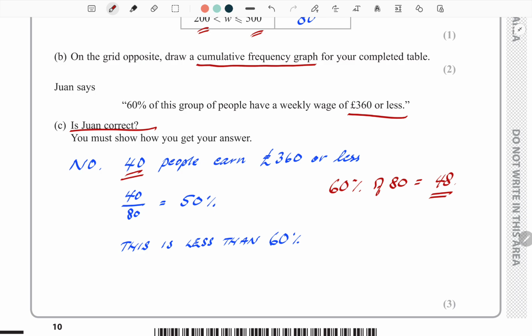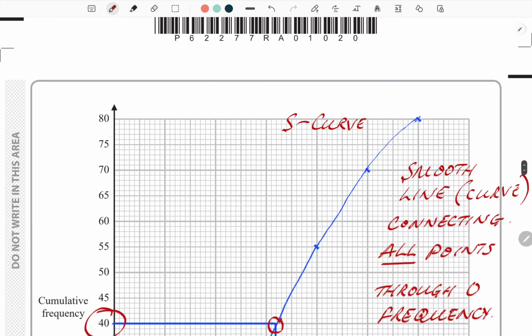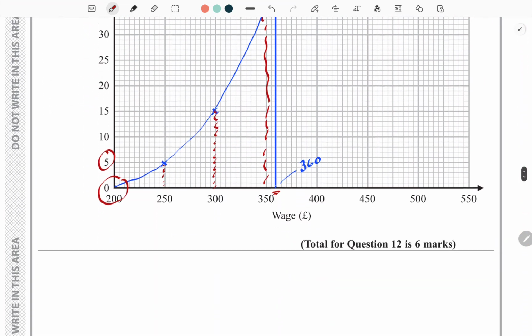40 people, and you've got to explain it. You must show how you get your answer, so please put as much detail as you want down. 40 people earn 360 or less. The 40 over the 80 represents 50%. This is less than 60%, therefore the answer is no. You've got to put all that detail in for the 3 marks that they offer. I hope that's made enough sense.